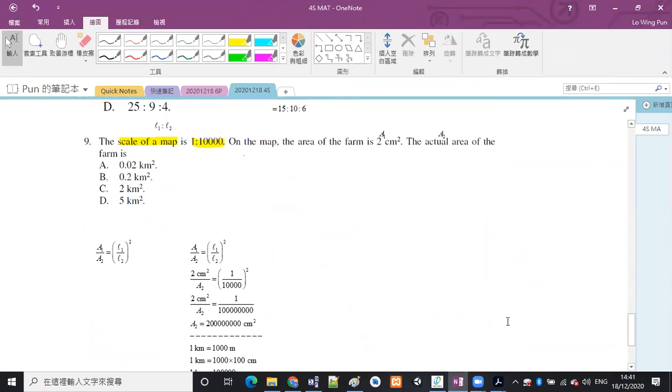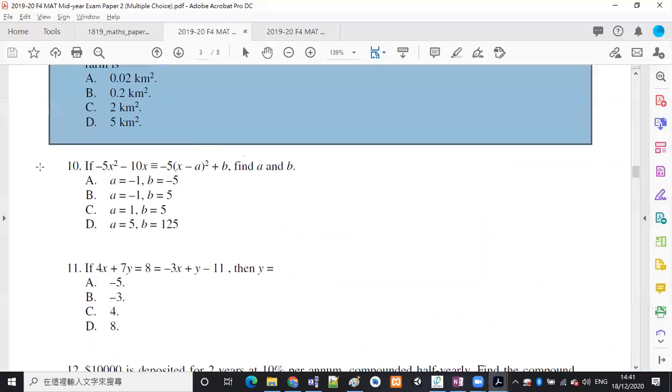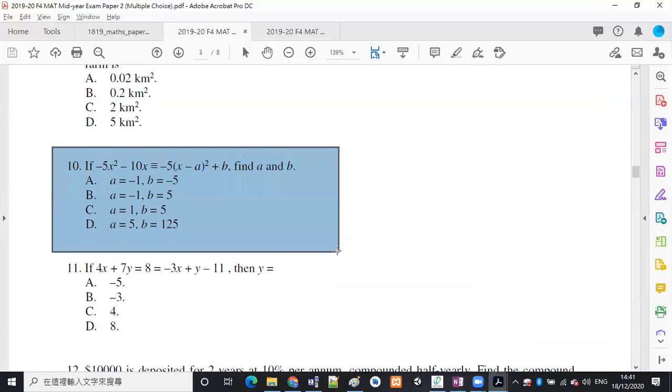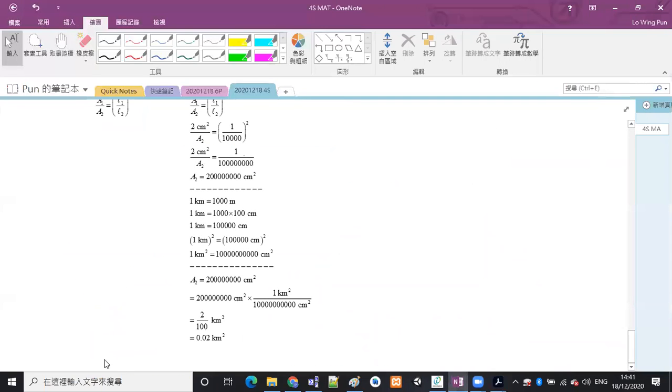So that is how to change units. Got it? Then number 10, identity. This one should be easy.